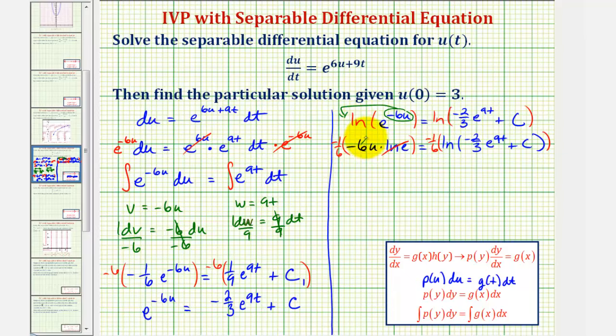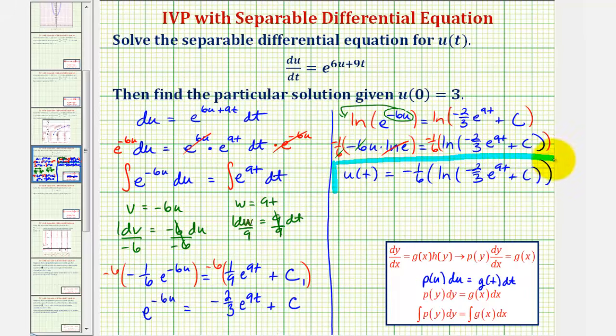So this simplifies to 1. So now we have u, which is a function of t. So let's write this as u of t equals negative 1/6 times natural log of negative 2/3 e to the 9t plus c. So this would be our general solution. And now we'll use the initial condition that u of 0 equals 3 to find c, which will give us our particular solution.